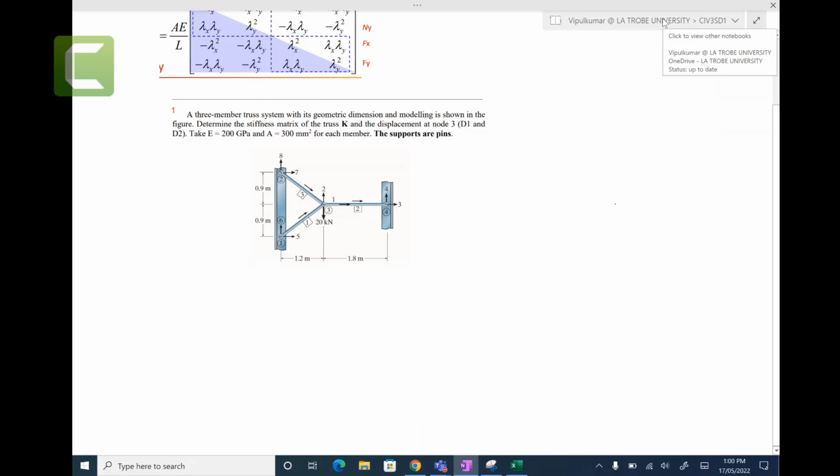Last topic for our subject, and we are finishing our subject by taking two examples for stiffness methods. One of the most advanced methods that we come across so far in the subject. We have studied moment distribution methods and slope deflection methods. They are part of displacement methods, and this is also part of displacement methods.